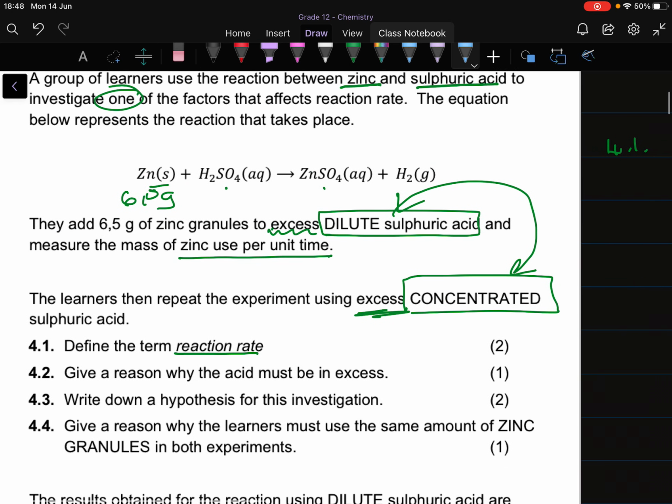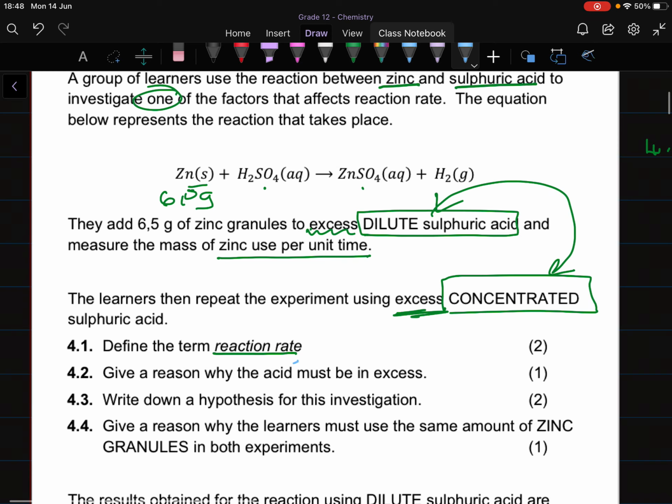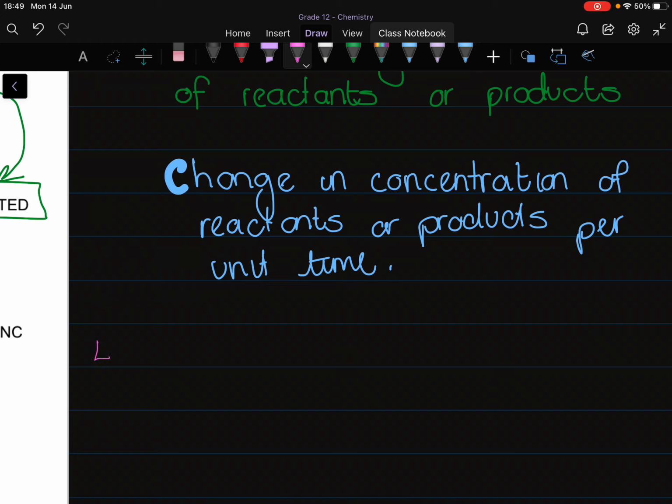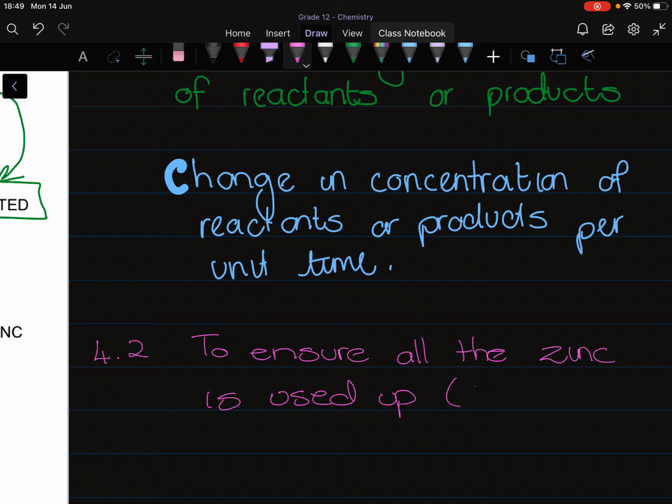Okay, perfect. Next question. Why must the acid be in excess? Well, we just spoke about that, okay? Because we want to make sure that the zinc is the limiting reactant. So why must it be in excess? To ensure all the zinc is used up. Zn is the limiting reactant. That's what we're looking for, okay?